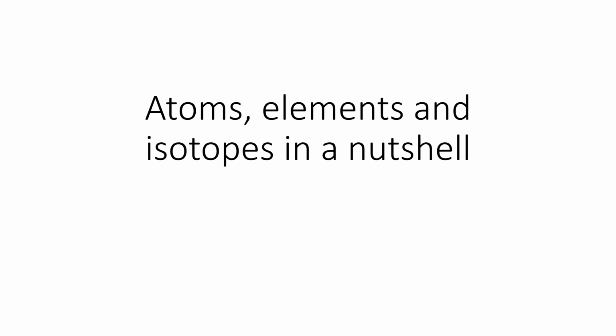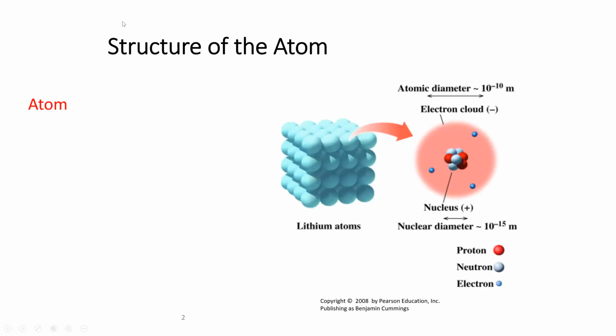Atoms, elements, and isotopes in a nutshell. So what are they and why do we care about them? Well, atoms are just the building blocks of everything. Elements, when you have a whole bunch of atoms together, they together make up the identity of the element. It's basically the components of an element, the parts that make up the element. Isotopes are basically different variations of a specific type of element, and we'll talk about all three of these in detail. So let's get started.